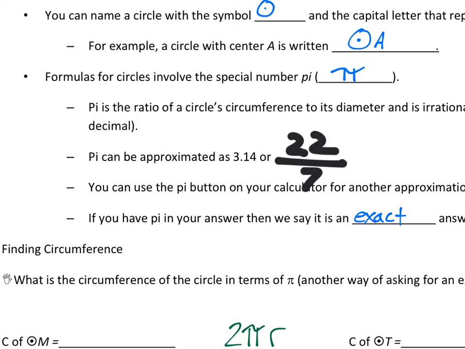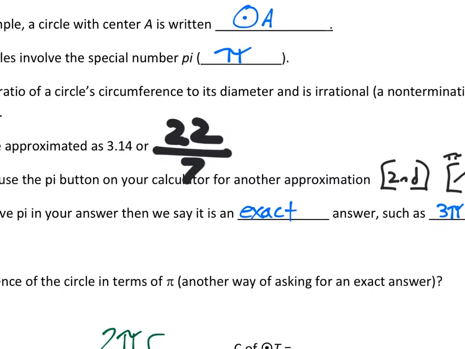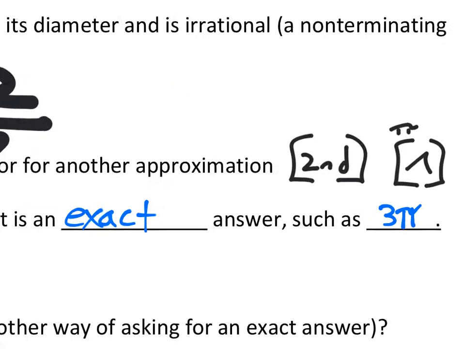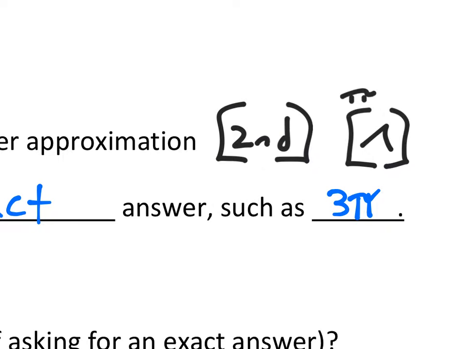If you have pi in your answer, then we say it is an exact answer, such as 3 pi. Now, this is just like when you're working with square roots, leaving an answer in a square root. That way we don't have to deal with the decimal. It's the exact answer. So, for example, 3 square root of 5 would be the exact answer. Just like if I wanted to say something was 3 pi, I could do it just like that instead of multiplying the 3.14 by the 3.